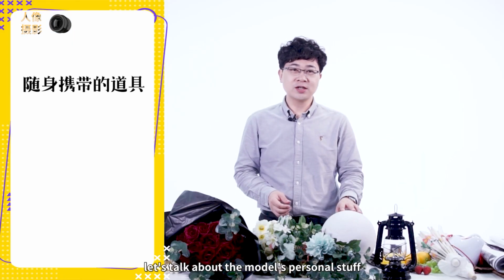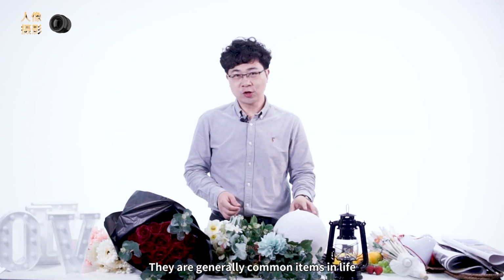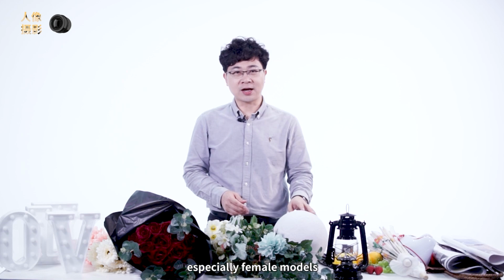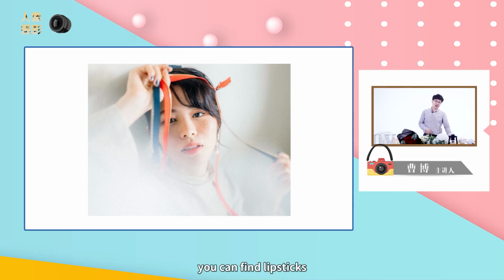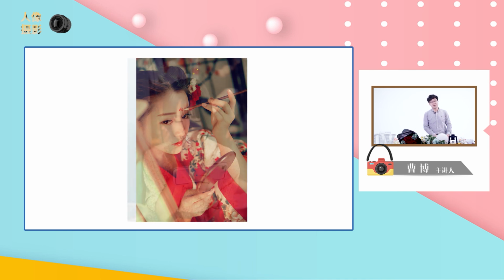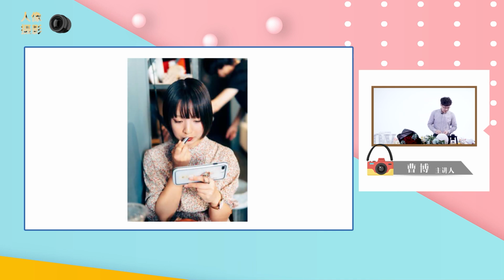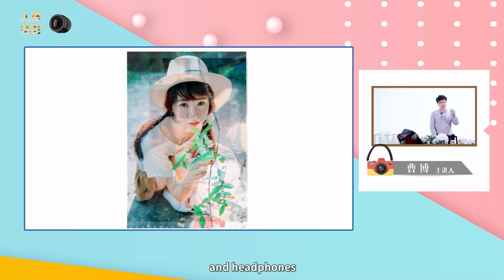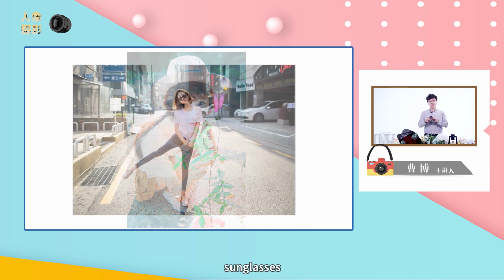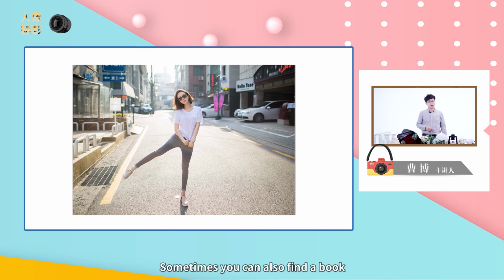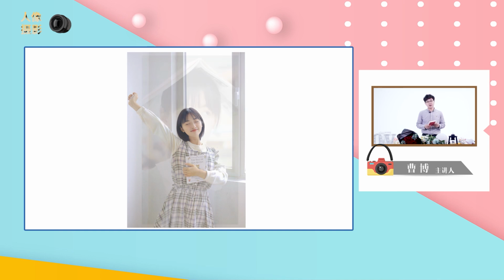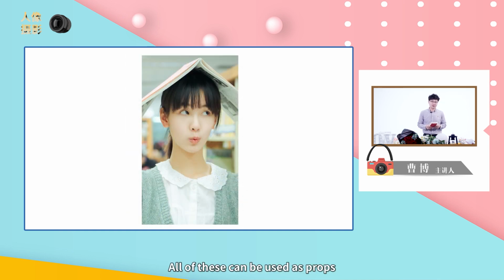First, let's talk about the model's personal stuff. They are generally common items in life. In the bags of models, especially female models, you can find lipsticks, makeup mirrors, cell phones, and headphones. There are also sunglasses. Sometimes you can also find a book or notebook and other small items. All of these can be used as props.